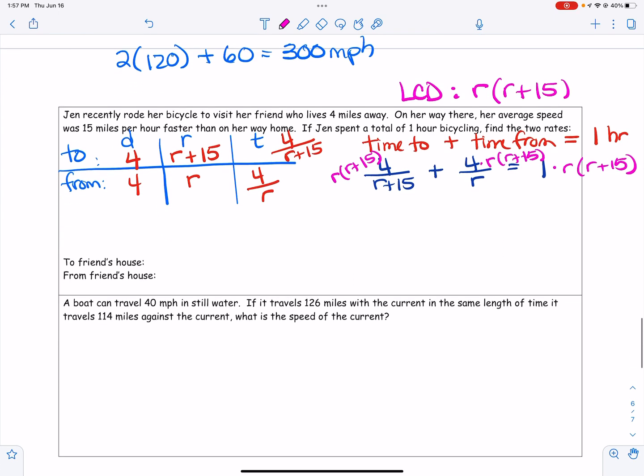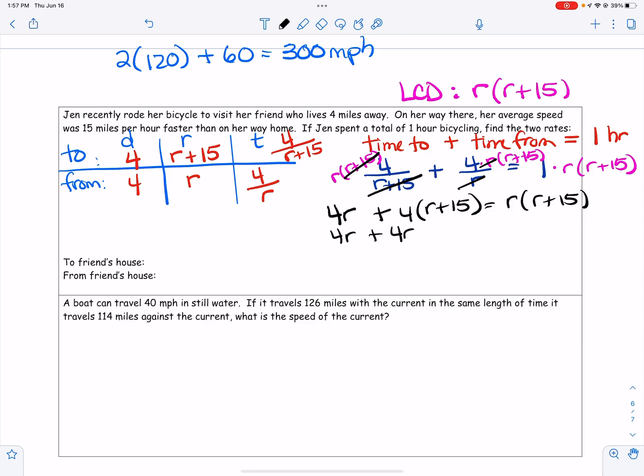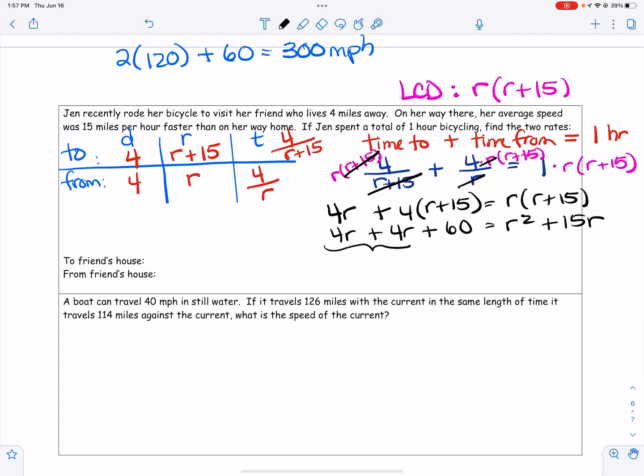So what happens, remember, is that this denominator cancels this, and so now I get 4R. This R cancels this R, and so I get 4 times R plus 15 in parentheses, and then 1 times R plus 15, I just get that. So now I've got a lot of cleaning up to do. So 4R plus 4R plus 60 is equal to R squared plus 15R. Go ahead and combine my like terms. So I get 8R plus 60 is R squared plus 15R.